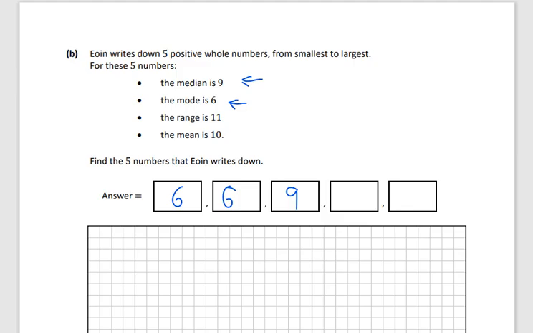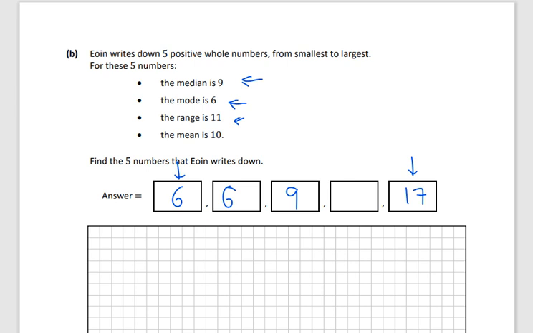Then the range is 11. That means that the difference between the first number and the last number has to be 11. So if I do 6 plus 11, that gives me 17. And that looks after the range. And then the mean is 10.